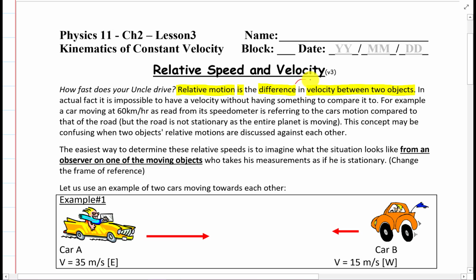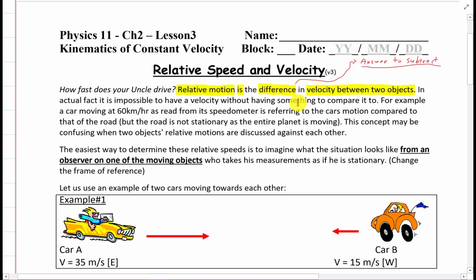So difference here is the mathematical term. When we often say what is the difference, this is the answer to subtraction. You don't have to know that because I'll teach it to you on how to figure this out. Okay. In actual fact, it's impossible to have a velocity without comparing it to something.